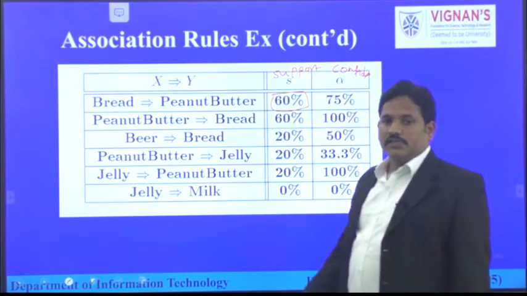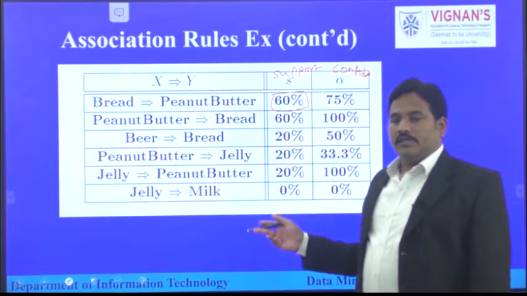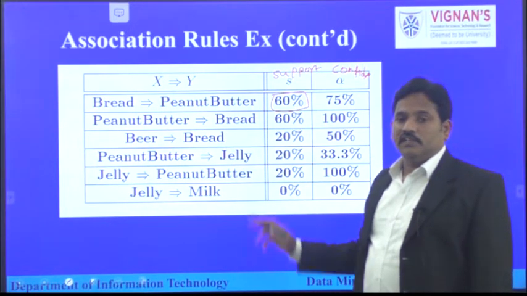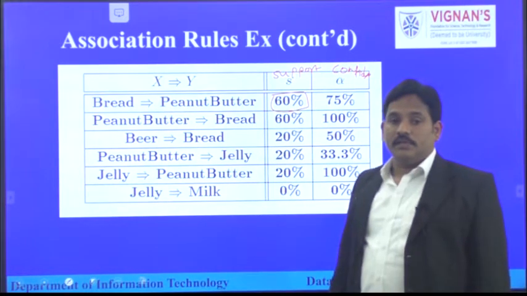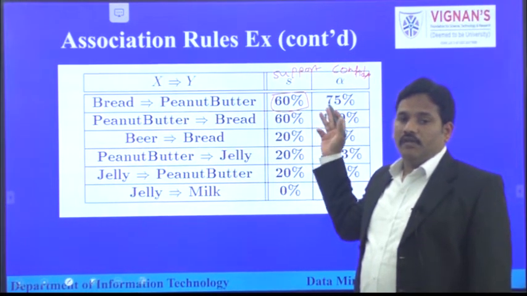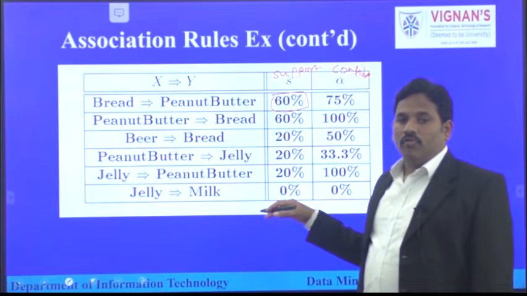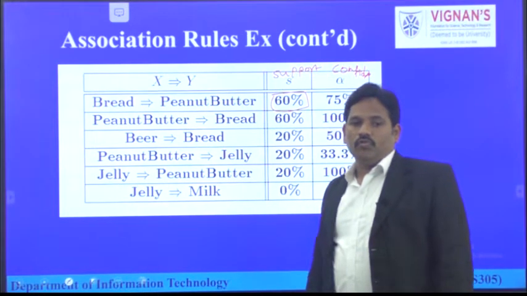Now, what is the 60%? Totally we have 5 transactions in that example. Out of 5 transactions, 3 transactions have bread and peanut butter repeated. That is 3 by 5, so we got 60%. And 75% confidence means bread is repeated in 4 transactions. Only bread is repeated in 4 transactions, and the number of transactions with both is 3. So 3 by 4.